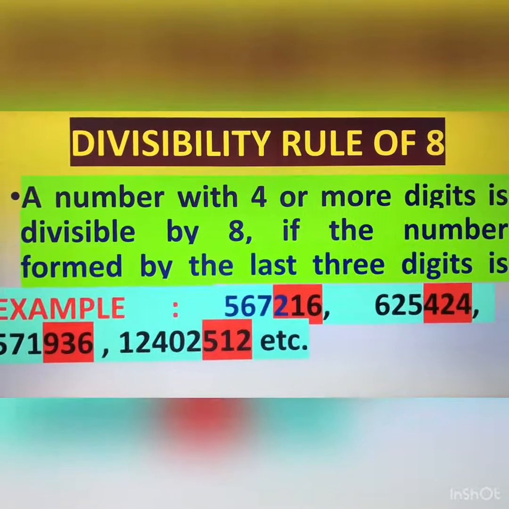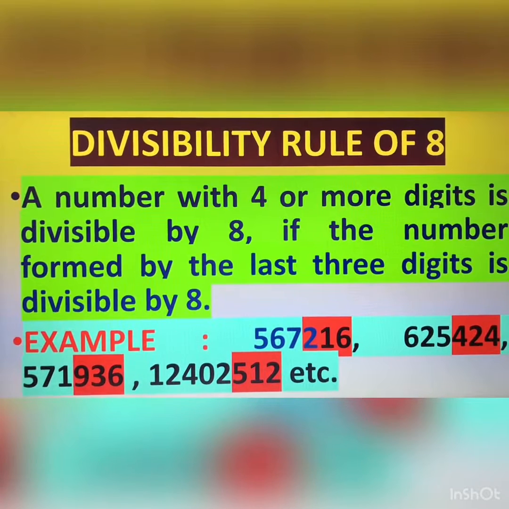For example, you can see here, this is the largest number. Now you can check here, 5,67,216. This is divisible by 8. Why? Because the last 3 digits, 216, is divisible by 8. Therefore, this largest number is also divisible by 8.